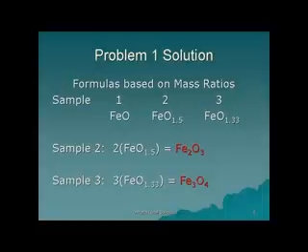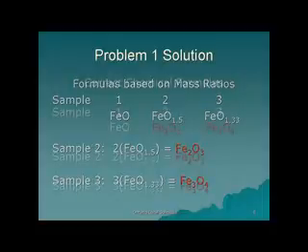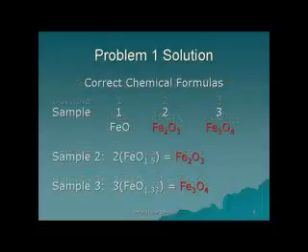For sample 3, to get 1.33 to a whole number, we're going to multiply it by 3. And so we're going to multiply the iron subscript of 1 by 3 and the oxygen subscript of 1.33 by 3. When we do that, we end up with a formula of Fe3O4. So our correct chemical formulas based on the sample data that we have: sample number 1 is FeO, sample number 2 is Fe2O3, and sample number 3 is Fe3O4.